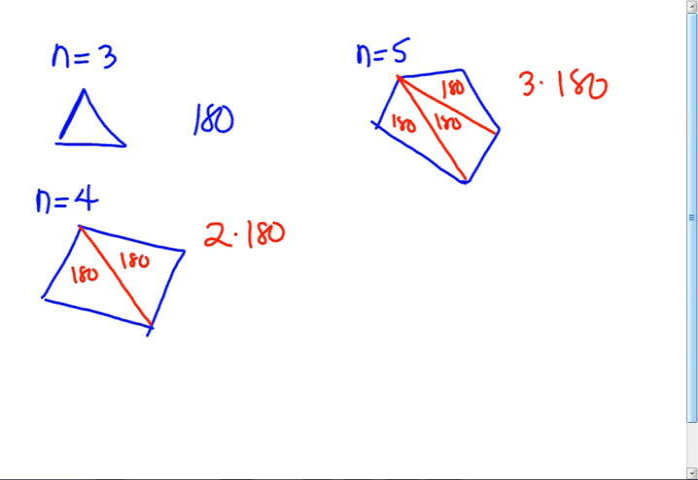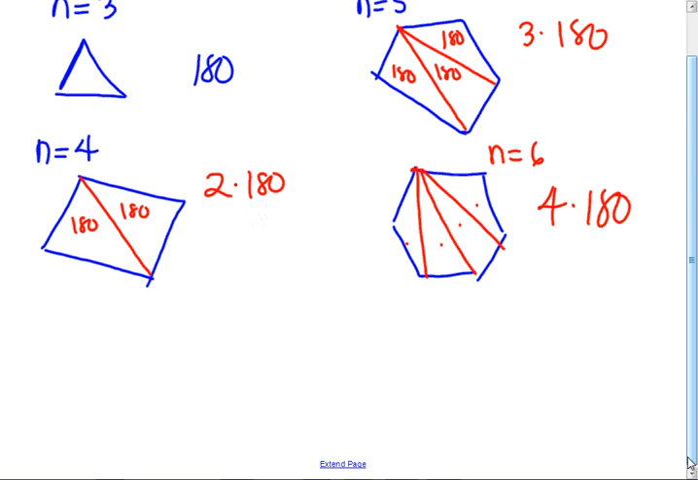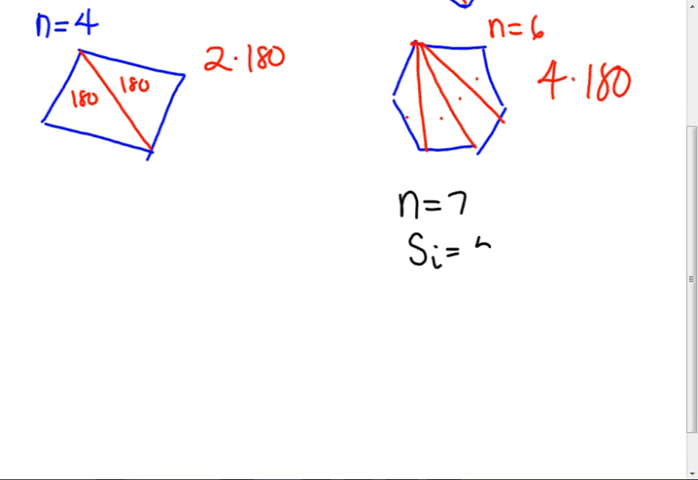Now we'll do the hexagon. I think you start to see the patterns here when I do it this way. So I'm going to start at a vertex. How many triangles can I draw in a hexagon? N equals 6. 1, 2, 3, 4. That's 4 times 180. Are you seeing any patterns here? What if, without drawing it, n is equal to 7? What's the sum of the interior angles? Not 3, 5 times 180.